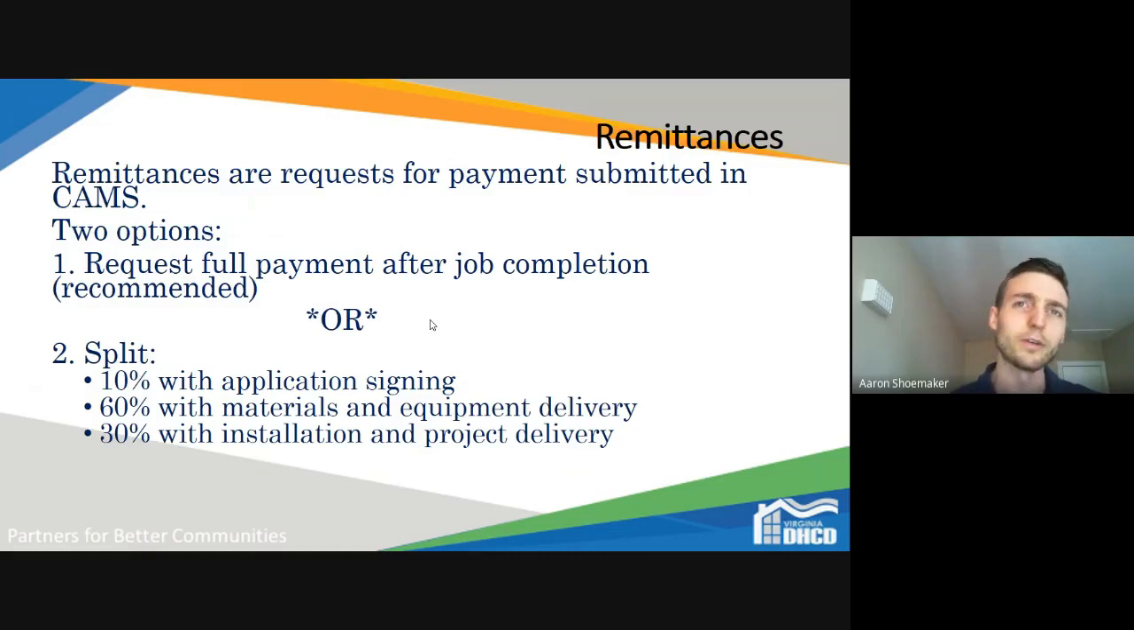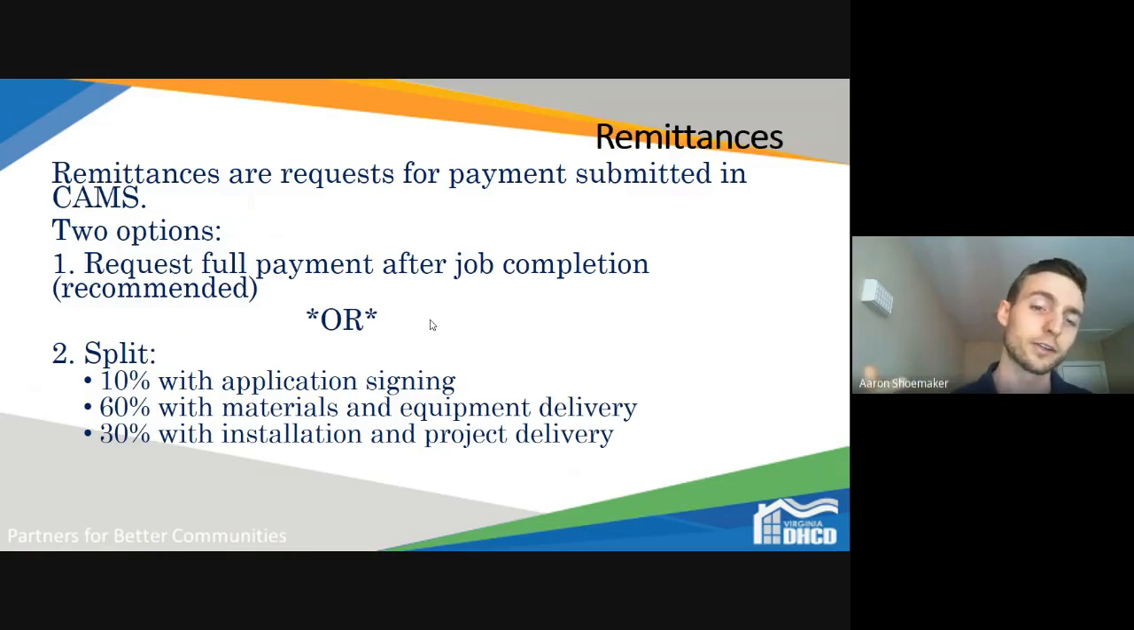But we do fully understand that agencies have different levels of capacity, and it can be a lot of money that you're fronting for some of these jobs. So there is a second option where you can request a remittance that has up to 10% of the job estimate with the application signing.